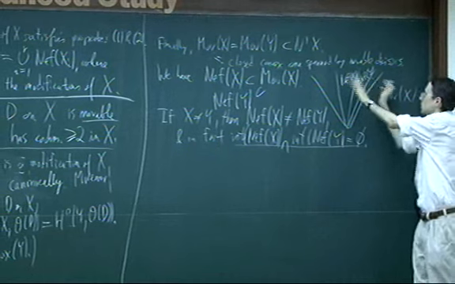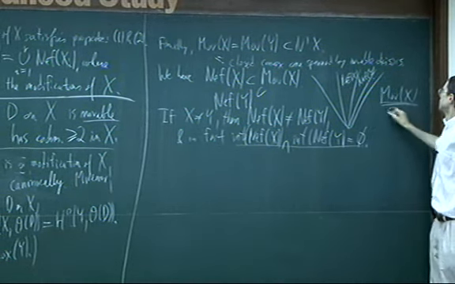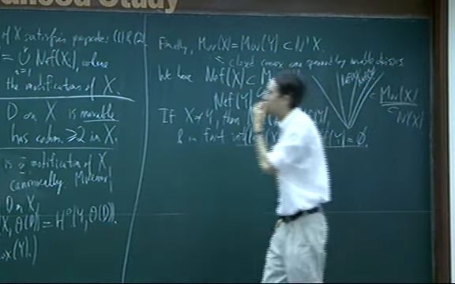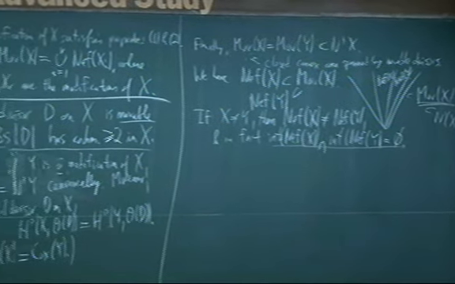So different nef cones, their interiors don't meet, and even though they all live in the same cone, the movable cone of x. Yeah. So anyway, that's what's going on in this picture. Right.